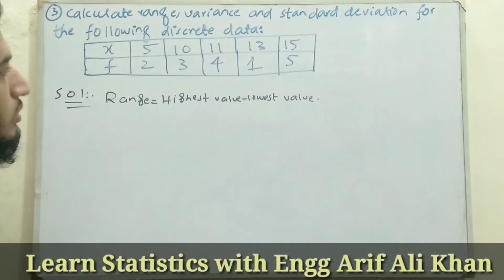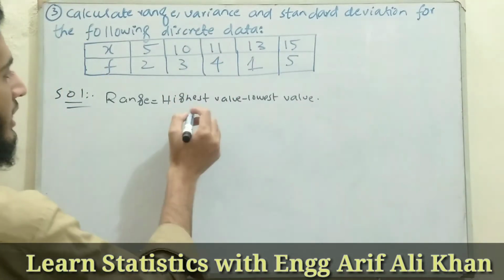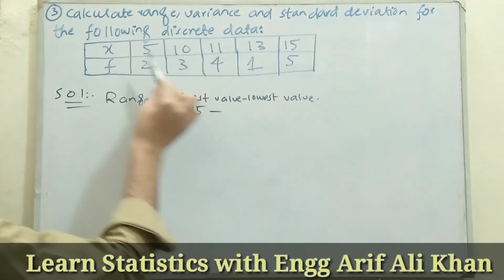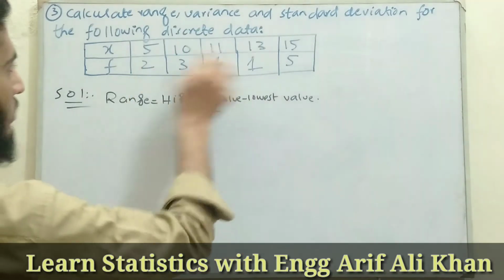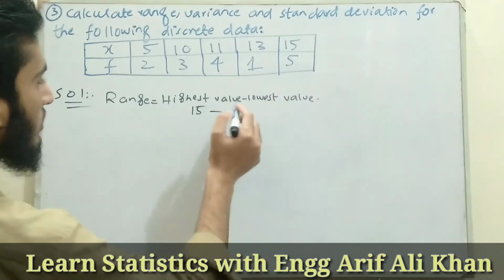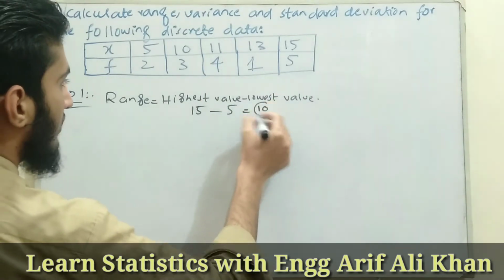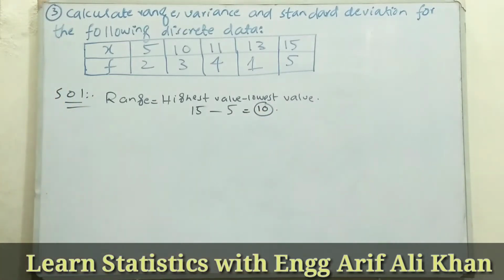In these 5 values, the highest value is 15, so put 15 over here. And here is the minus sign after this, and the lowest value is 5, so put 5 over here. So it gives us 10. So the range of the given set of group data is 10.